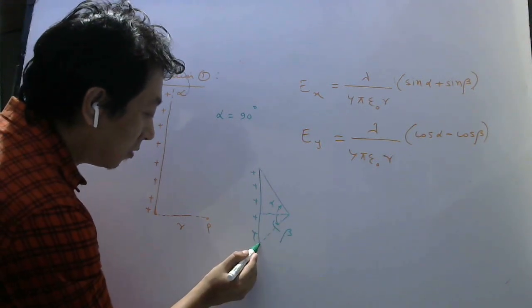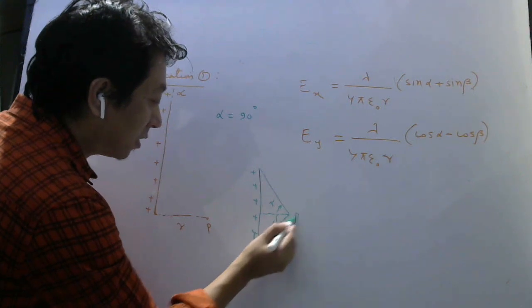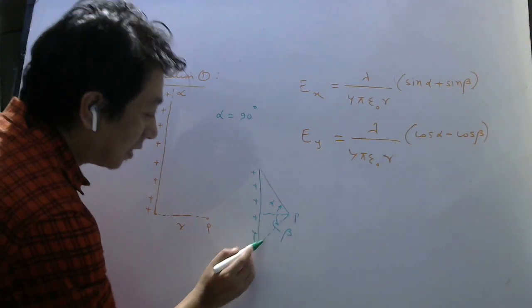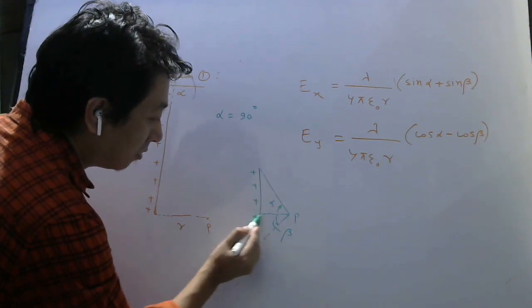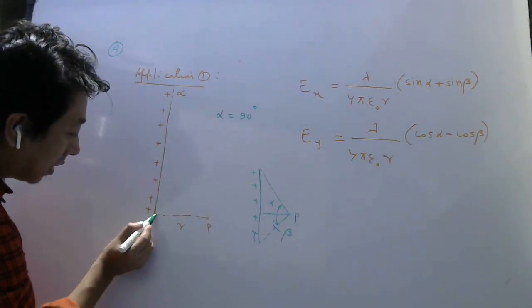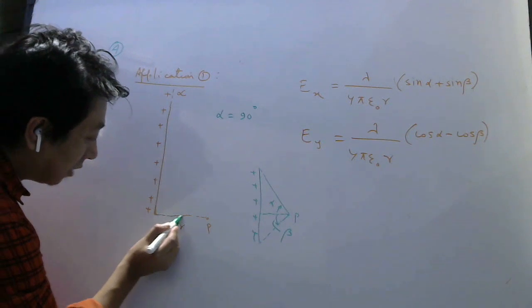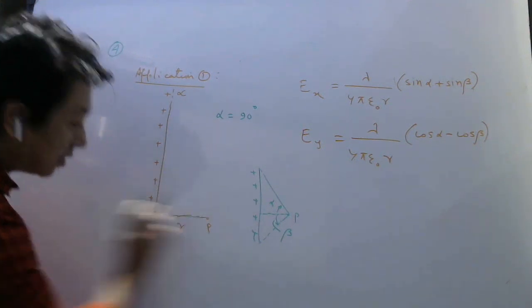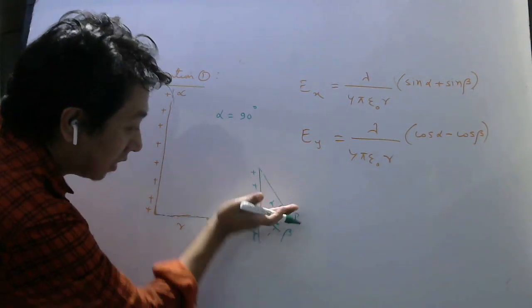From the other end you draw a line to the observation point. Then see what angle this line makes with this perpendicular distance. So from this end, if you draw a line to this point, that line will coincide with this perpendicular distance, meaning this and this will coincide.